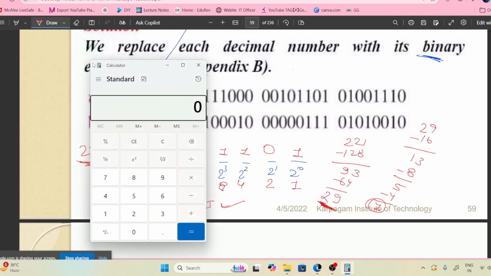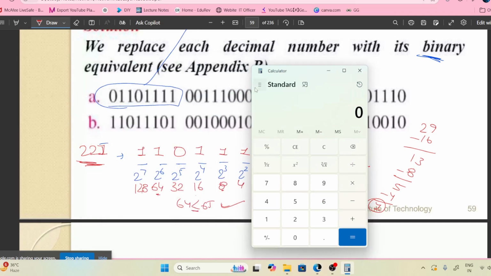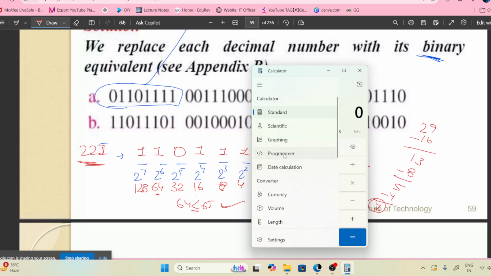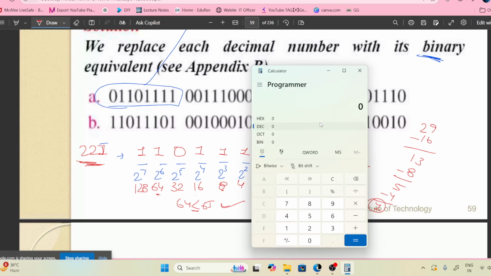Or you can use a simple calculator. In the calculator, you need to go here and click programmer, and then enter which number you want to write. I need to write 221. So here you get the number 11011101. So like this we can write.